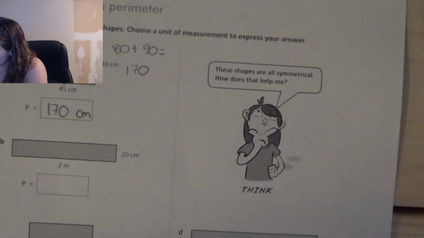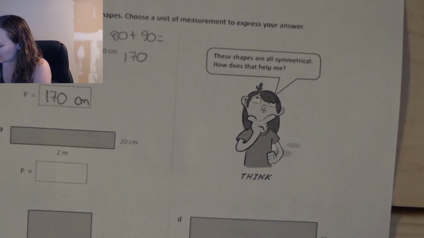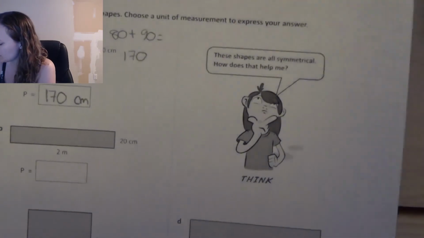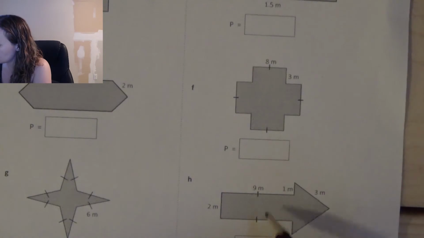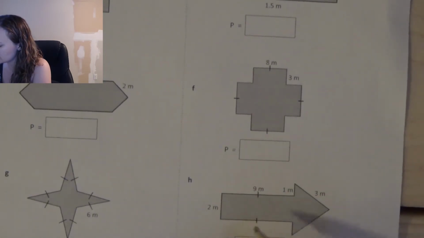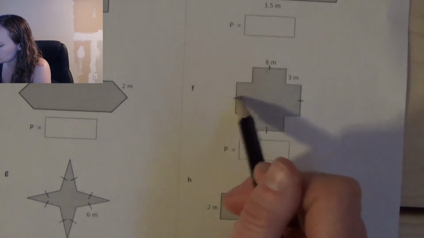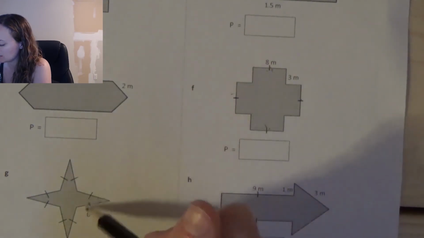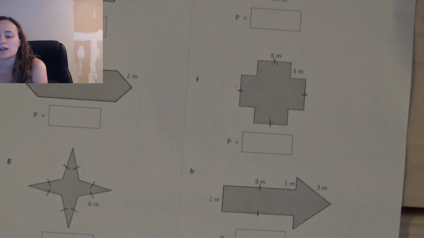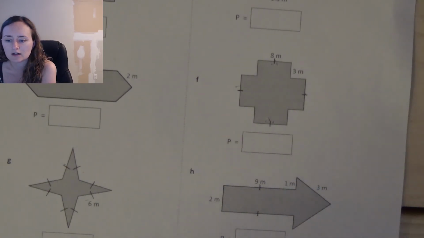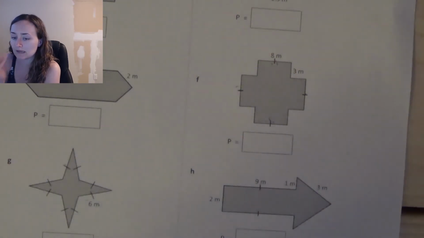So these shapes are all symmetrical. I want you to think about how that might help you, okay? Now, again, you'll see on some of these lower ones here that they have the lines to show you that this is the same as this. These 2, or these 4 here, they are the same. All these ones here, all the same length, okay? So use that to help you. Hopefully that gives you some clues as to what those lengths might be.